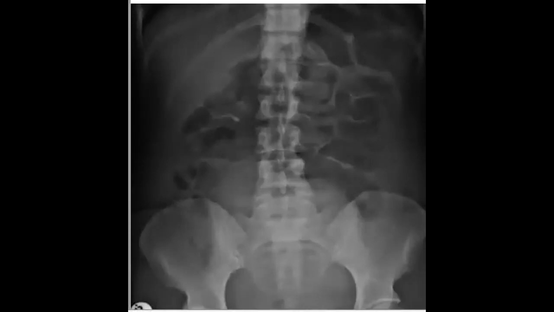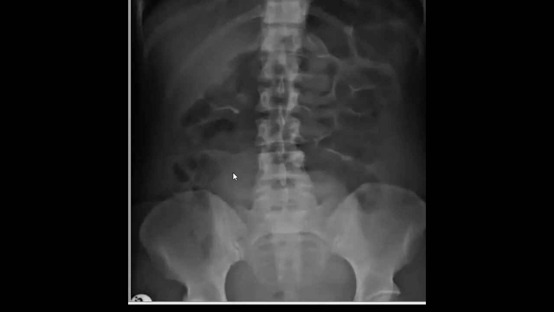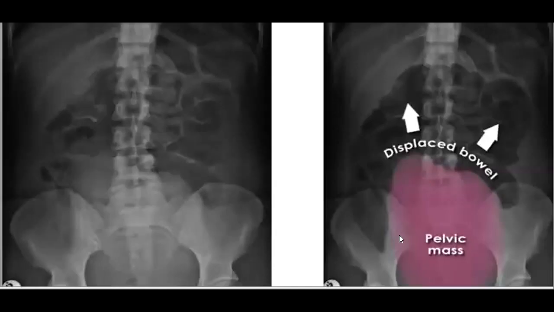So what do you think about this one? This is the bowel loops. The displacement here is in which direction? Upward, yeah, upward. So there is a pelvic mass. Perfect. You can think about a large fibroid or any pelvic mass. It can cause this appearance. So it will be a pelvic mass.